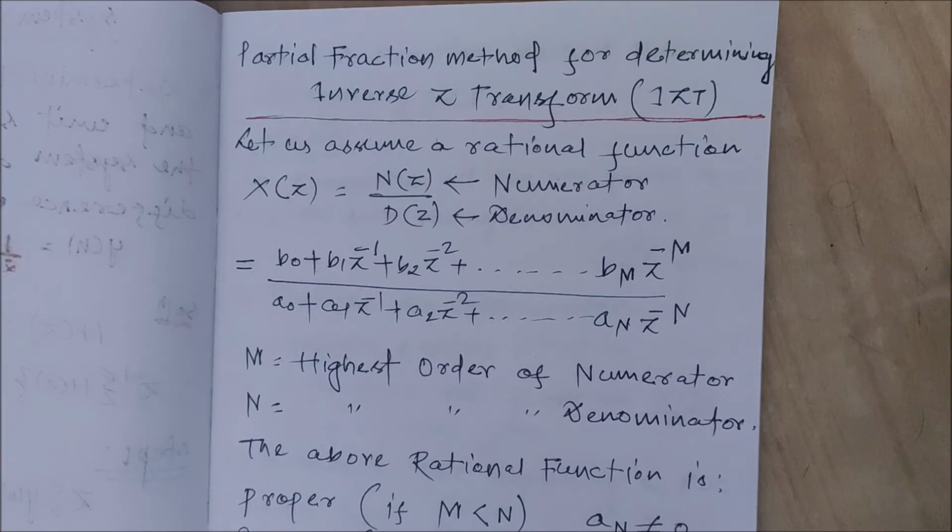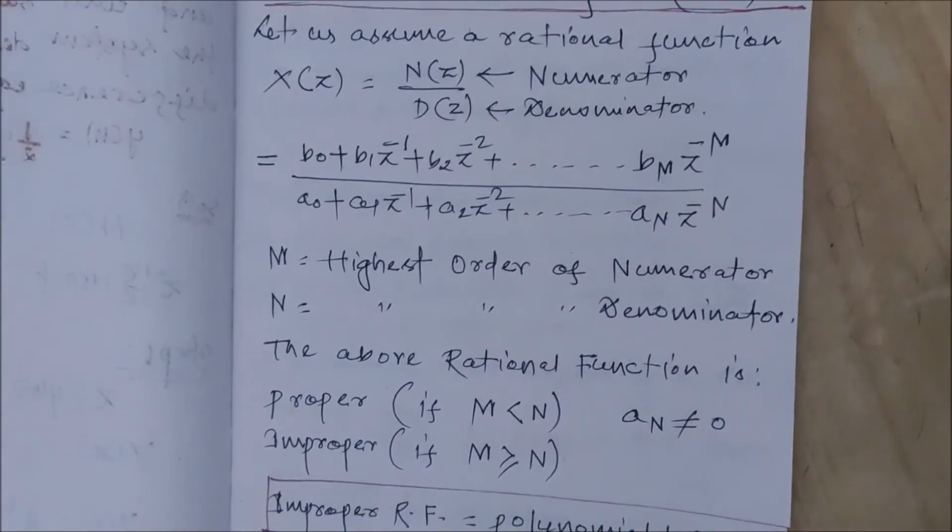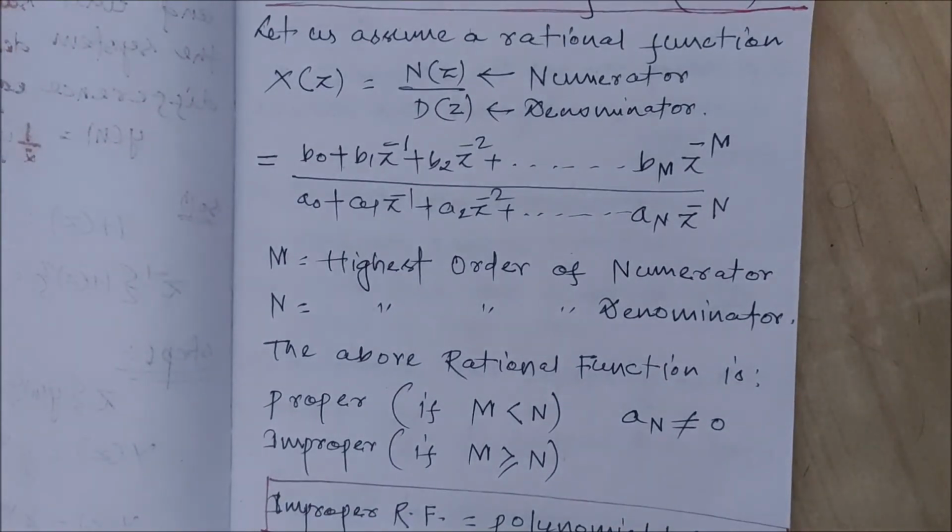Now the above rational function is divided into two types, proper and improper. So let us understand the condition for proper and improper. If the highest order of the numerator, capital M, is less than the highest order of the denominator, capital N, provided aN is not equal to 0, then it is called a proper rational function. If the highest order of the numerator, capital M, is greater than or equal to capital N, then it is called an improper rational function.